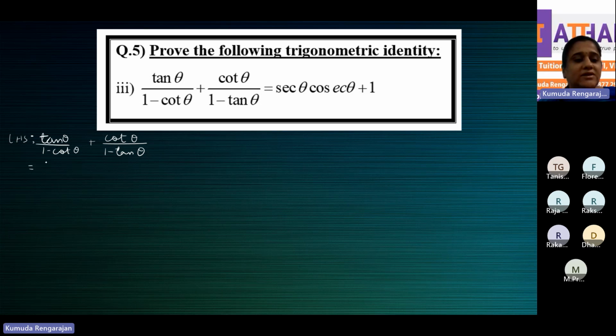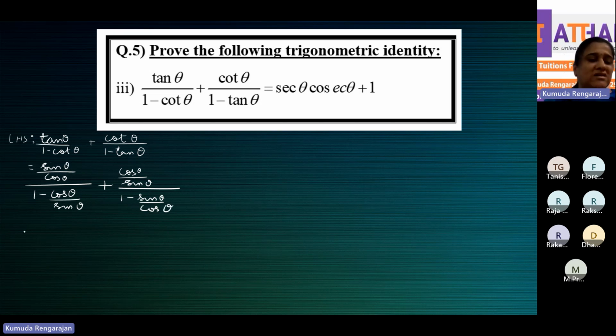Now tan theta is what? Sine theta divided by cos theta, divided by 1 minus cos theta by sine theta, plus cos theta by sine theta divided by 1 minus sine theta by cos theta. Once you do this, then after this, you don't have to think. What will you do in the numerator? Nothing can be done. Sine theta by cos theta. Don't again put it back as tan theta. So what can you do with sine theta by cos theta? Nothing. Write it as it is then.